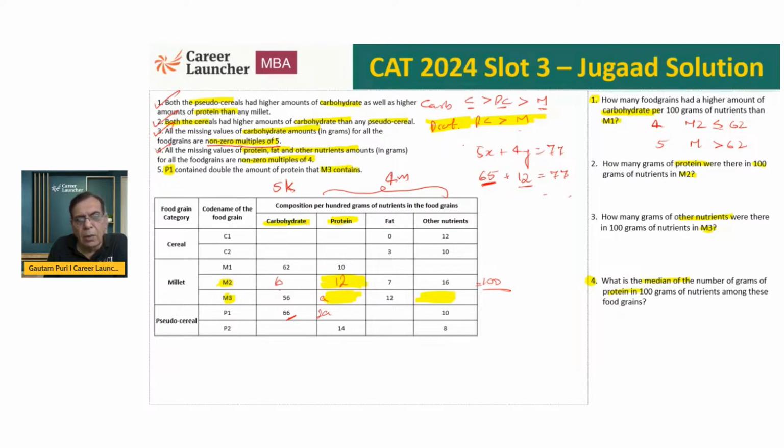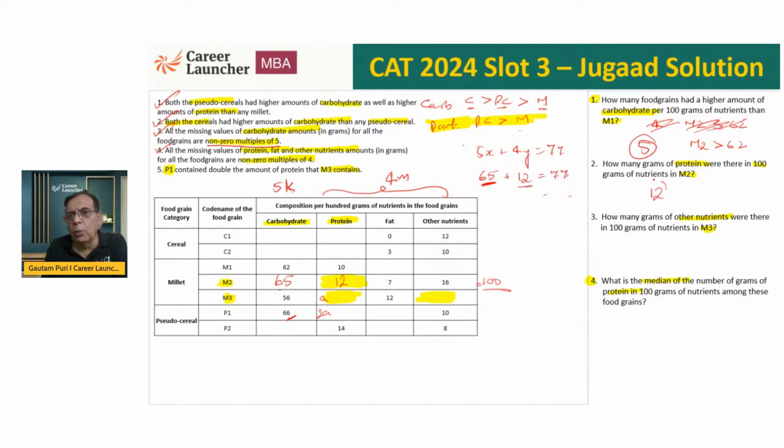Now, what will the answer for question 1 be? The answer will be 5, because the carbohydrate in M2 has to be greater than 62, and in M2 it is 65. So the answer for question number 1 is 5. At the same time, question number 2 we have also solved. How many grams of protein were there in 100 grams of nutrient M2? 12.